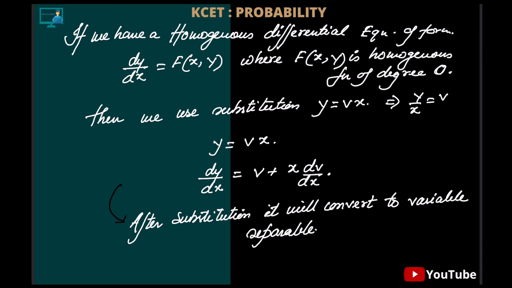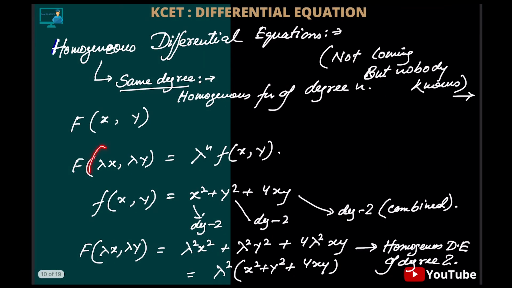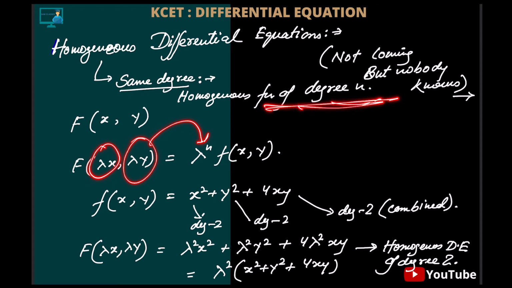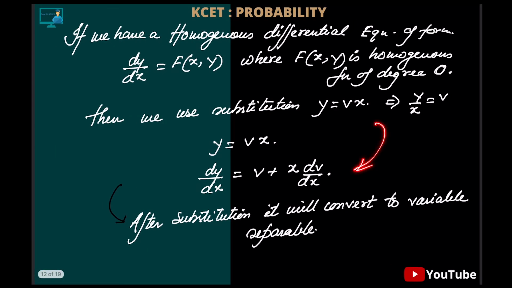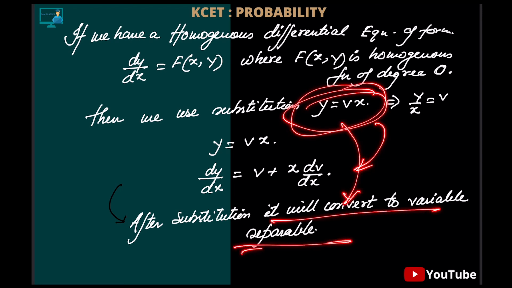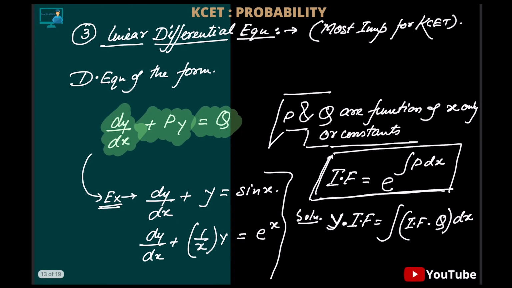So homogeneous means same degree. If I'm substituting my x and y with lambda x and lambda y, whatever the degree of my function is, that degree of lambda should appear. If I'm getting that, it is a homogeneous function of degree n. That's it. Now degree 0 ones, we can introduce another variable, convert into variable separable and solve it. That's also done. Now the most important part, linear differential equation.